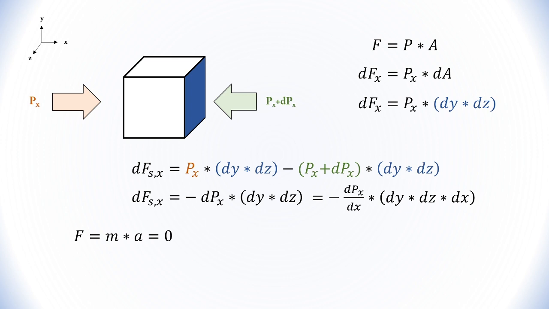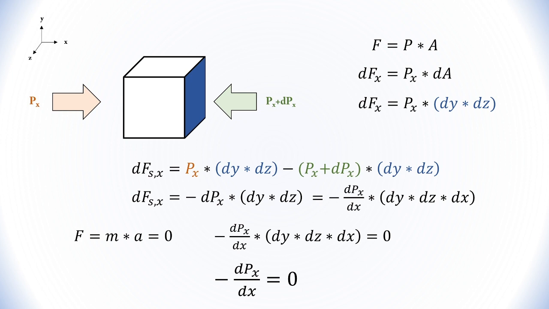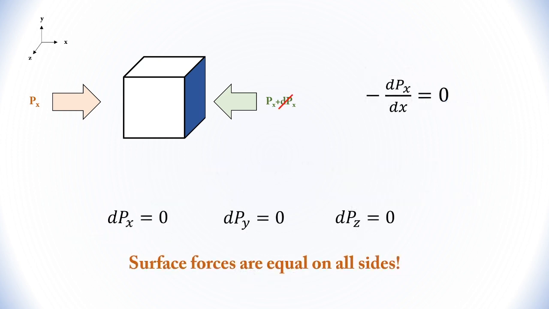In this case, F equals ma is going to be equal to 0, because the fluid is stationary and acceleration is also equal to 0. We can now see that dPx/dx equals 0. This means that the pressure component of x does not change as x is changed. This applies to the x, y, and z coordinates. This will mean that the surface forces on the system are equal on all sides. This is not to say that they are equal to 0, but they are equal to each other when acting on opposite surfaces of the system.